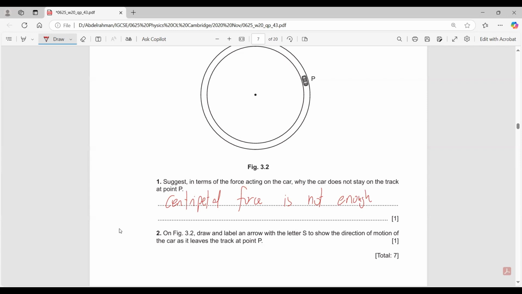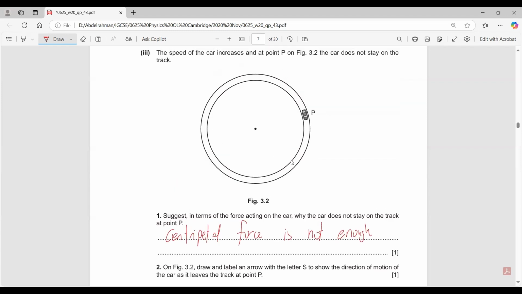Yes. On figure 3.2, draw and label an arrow with the letter S to show the direction of the motion of the car as it leaves the track at point P. At point P, the car will leave the track. In which direction will this car move? Will it move in a circular motion? It will move perpendicularly to the force. So if the force was in this direction, the car will move perpendicularly, or we can say tangent to the circle.